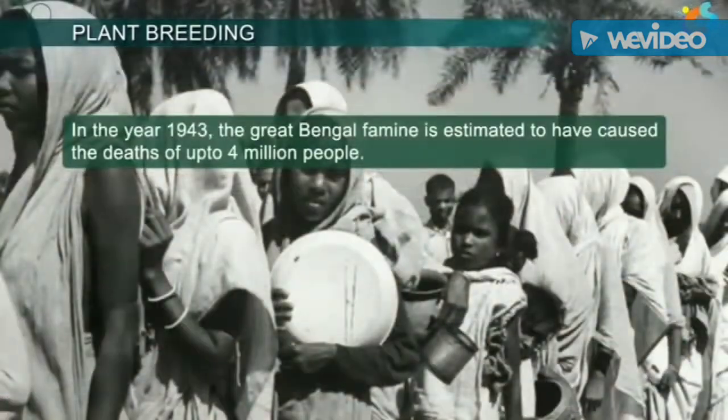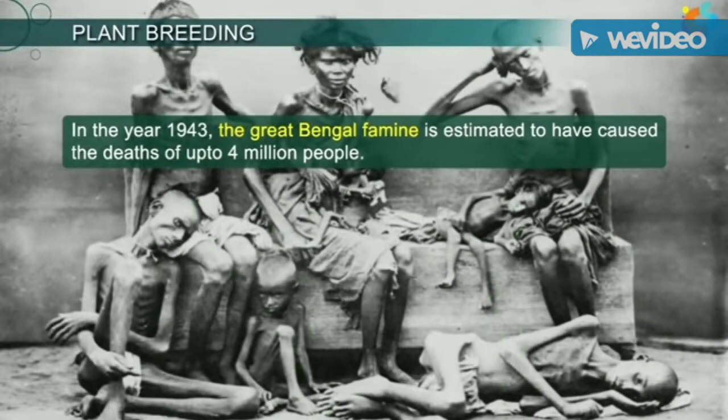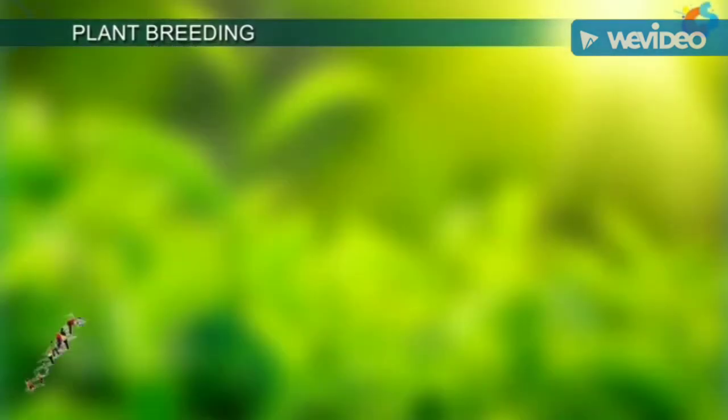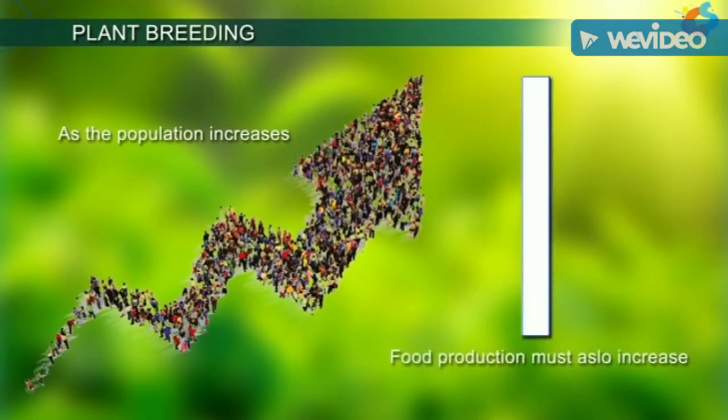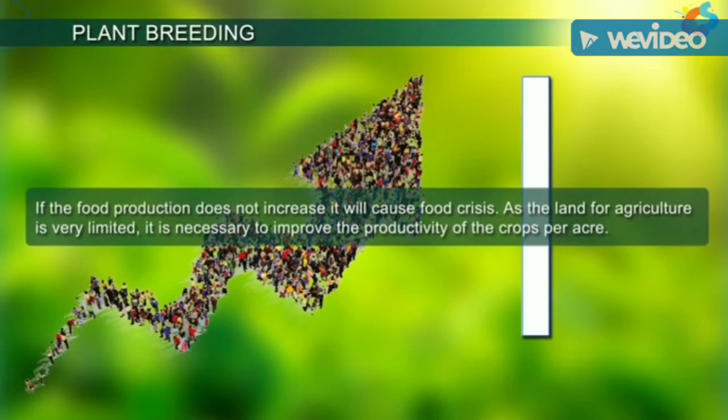In the year 1943, the Great Bengal famine is estimated to have caused the deaths of up to 4 million people. Also, as the population increases, food production must also increase. And if food production does not increase, it will cause a food crisis.